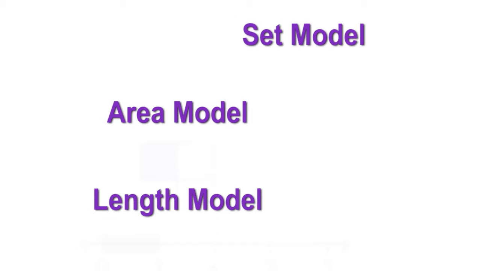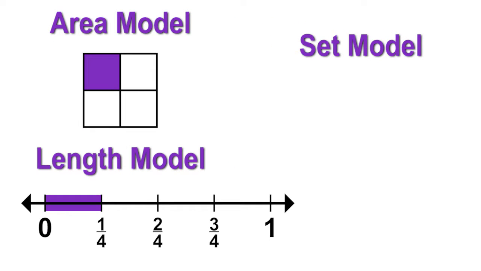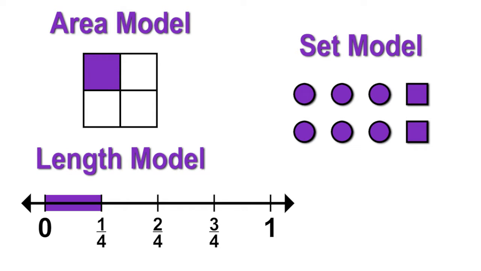Let's bring back the previous example of an area model and length model representing the fraction 1/4. Let's create a set model to represent 1/4 using circles and squares. There are a total of 4 pairs of shapes, and one pair of shapes is squares. 1/4 of the set is squares.